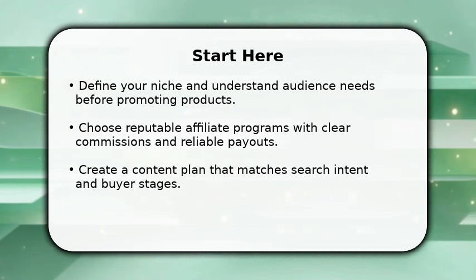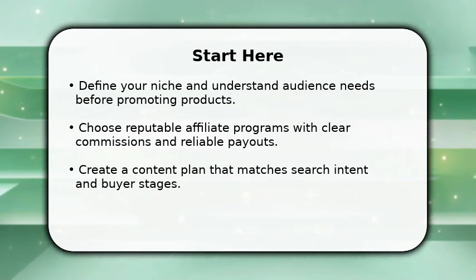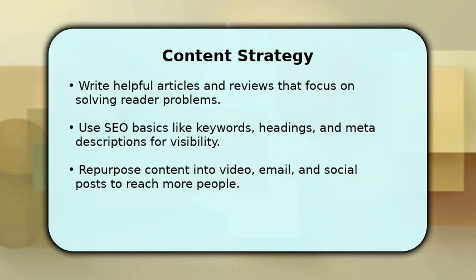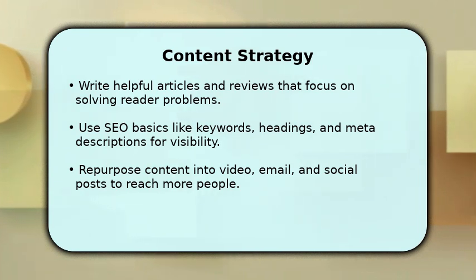Track clicks and conversions, then tweak headlines and calls to action to improve results over time with steady testing and consistency. Create content that adds clear value and positions affiliate links where they help most. Start with how-to posts, product comparisons, and honest reviews that guide buying decisions. Optimize titles and headings for target keywords and include one strong call to action per piece.